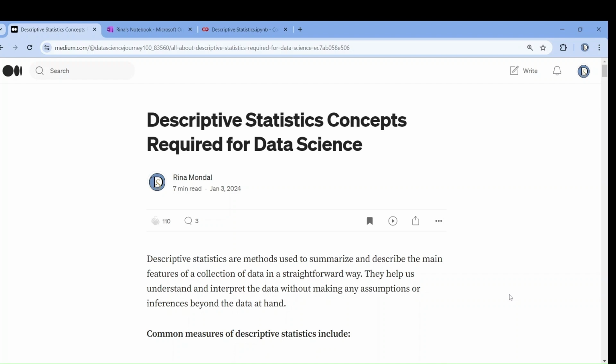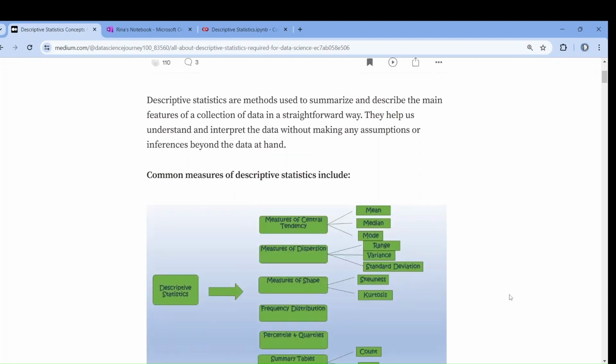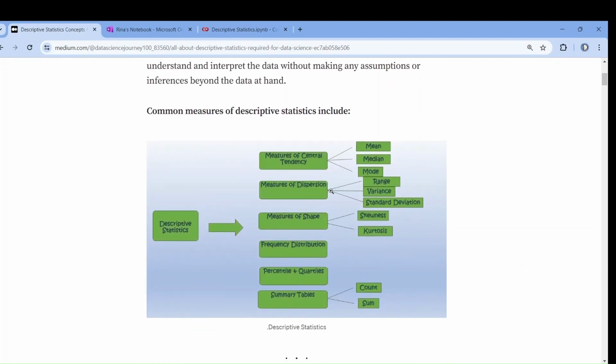Okay, so today we are going to learn about descriptive statistics. Okay, see here, total six types of measurements come under descriptive statistics. First one is measures of central tendency, measures of dispersion, measures of shape, frequency distribution, percentile and quartile. Next one is summary tables. Okay. Now first, how can we calculate the central tendency? By mean value, median value, mode value. Let's understand all these things in detail.